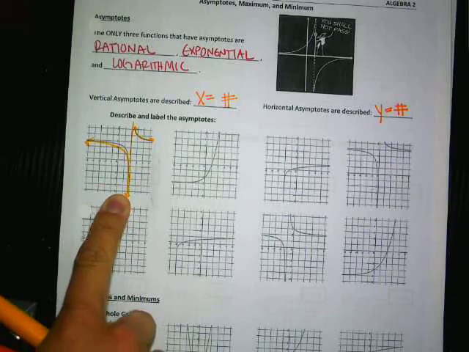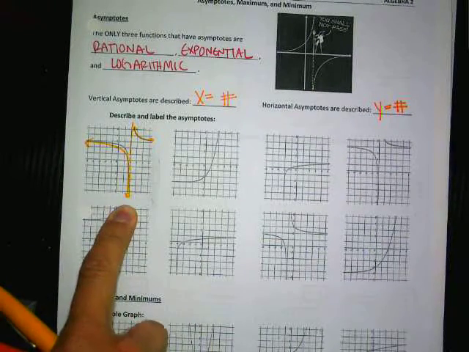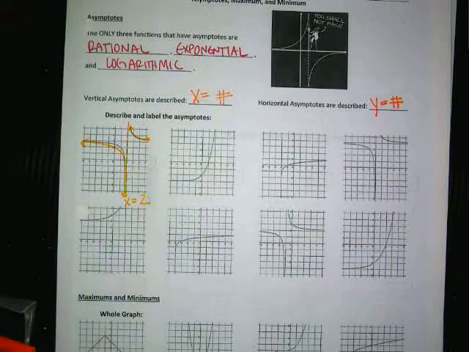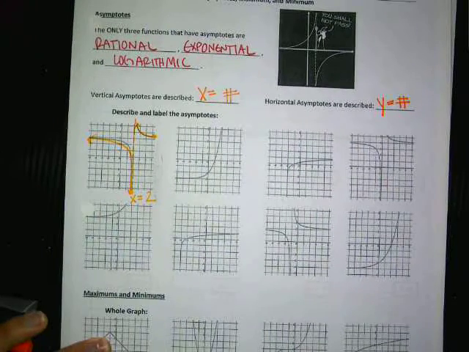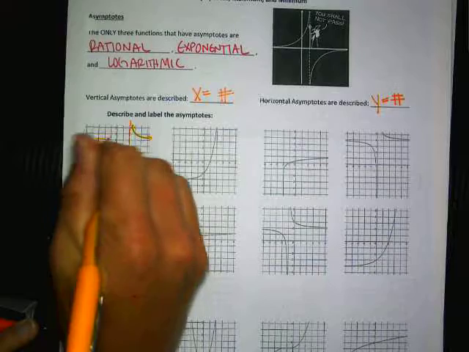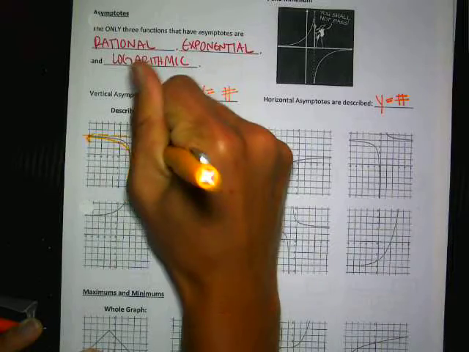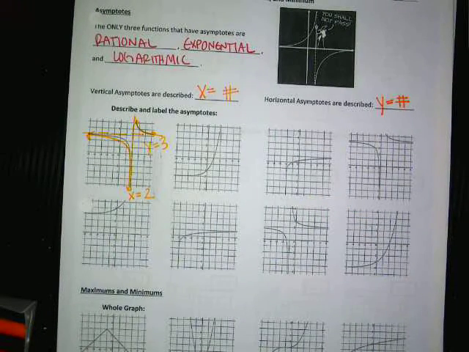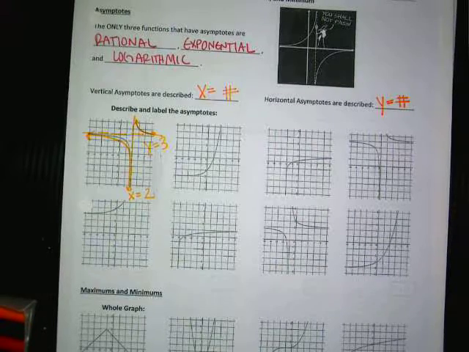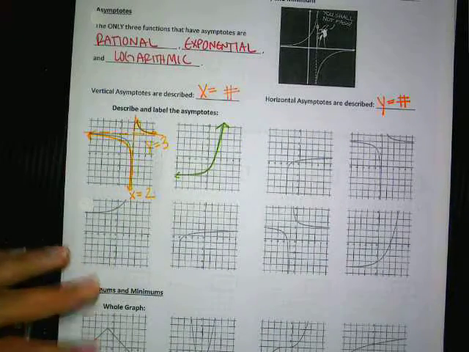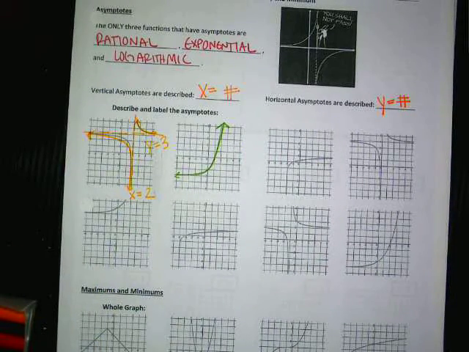So it's not ever going to touch it. And is that a vertical or a horizontal? Vertical, very good. So we're going to label that x equals 2. Okay. And we also have a horizontal one, which we would label y equals 3. All right, any questions so far?